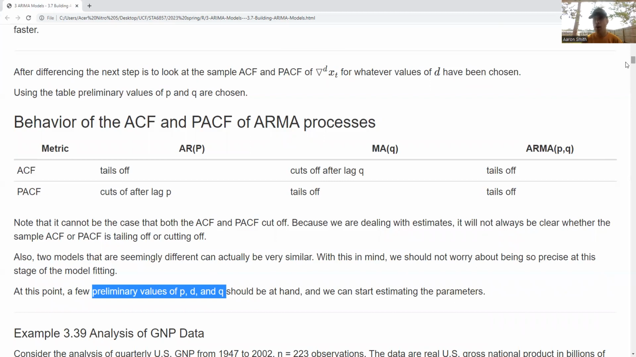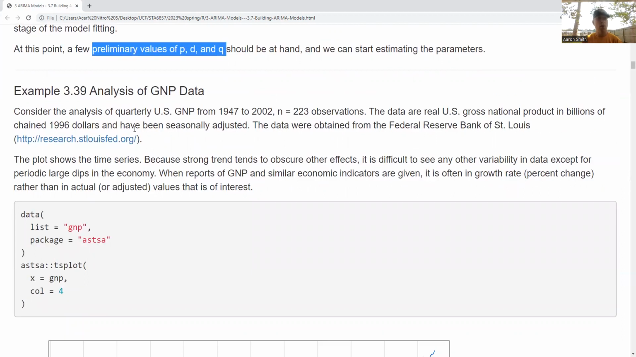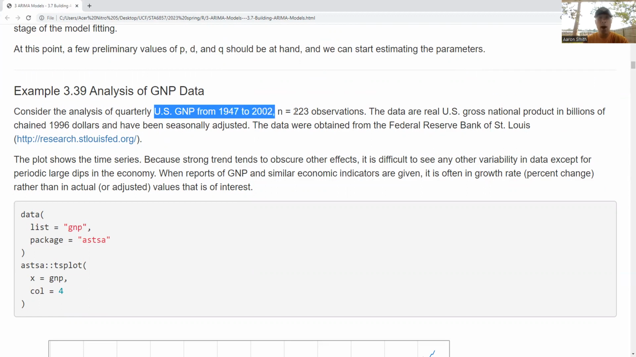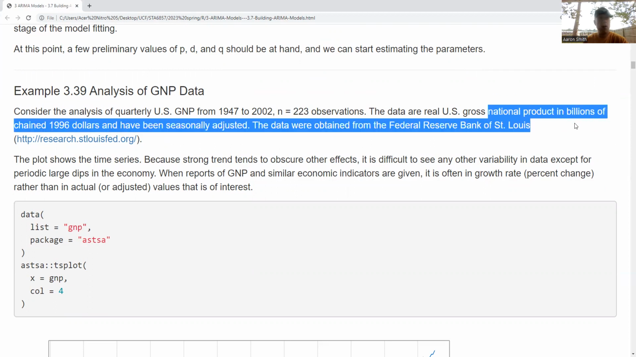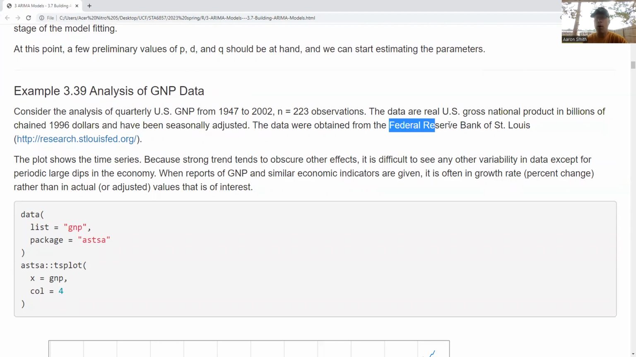All right, so let's go ahead and run analysis of the GNP data. Let's consider analyzing the US GNP from 1947 to 2002. We've got just over 200 observations. This is gross national product in billions of chained 1996 dollars, and things have been seasonally adjusted. The data was originally obtained from the Federal Reserve in St. Louis. All right, so let's take a look at the time series plots.